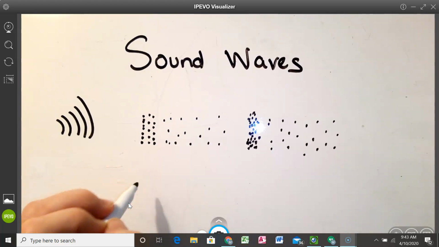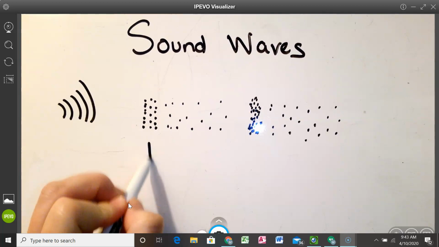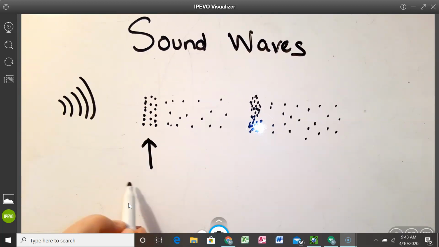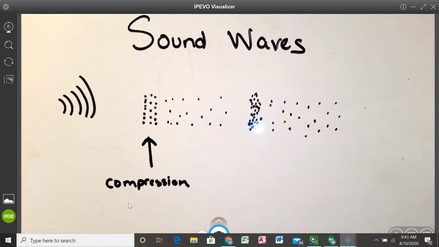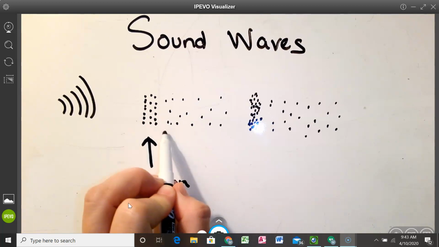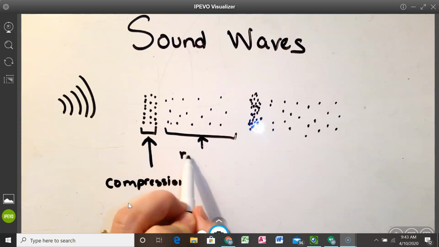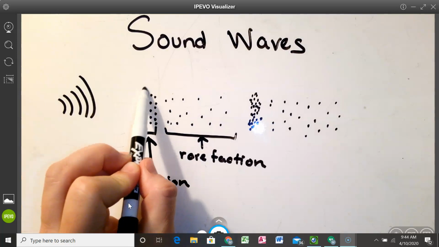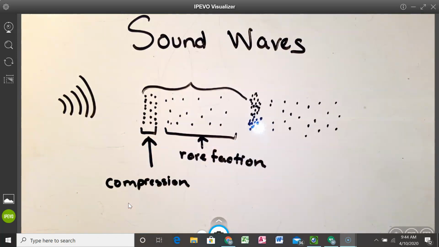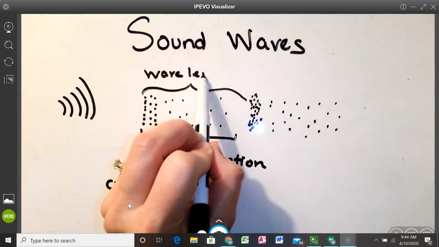So what I want you guys to do is, in your own notebook paper, you can write these things down, but we want to label these different things. And this part right here is called the compression part of the wave. Okay, this section right here, we'll label that in, is called the rarefaction. Okay, rarefaction part. And then if we look at a combination of one compression and one rarefaction, we would call that a wavelength.